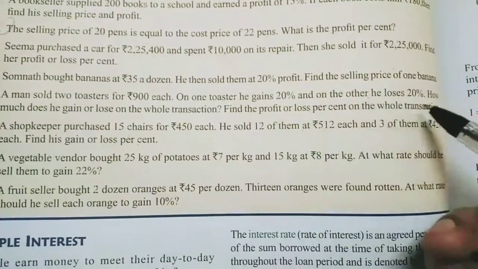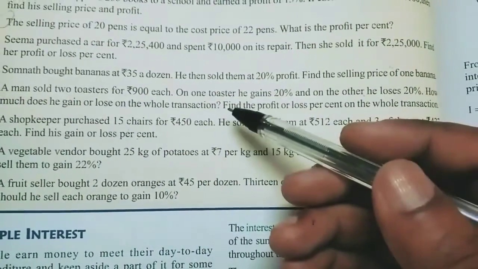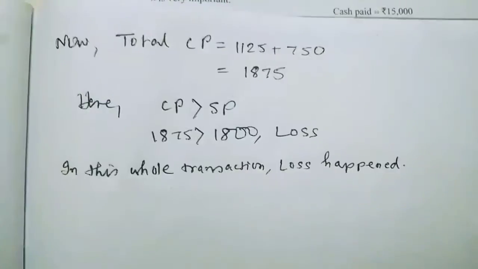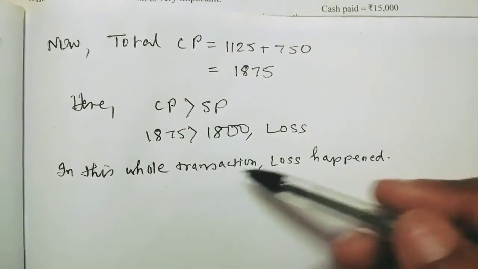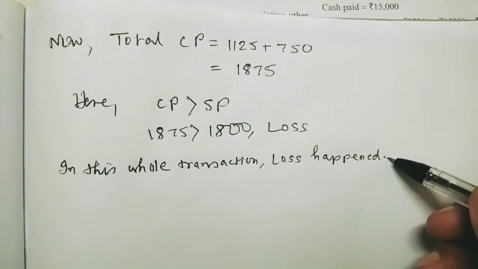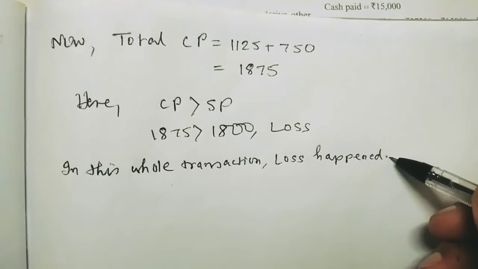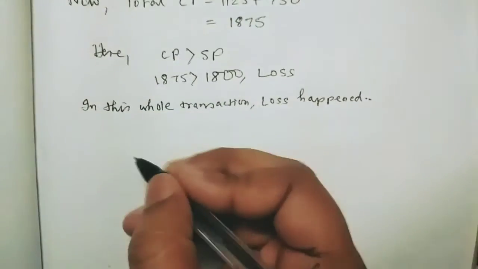You can see in the question, how much does he gain or lose on the whole transaction. So you can write here that in the whole transaction loss happened. Okay, so you should write like this: in this whole transaction loss happened. So we got this first part of the question. Now we'll find out the last part of the question, that is find the profit or loss percent on the whole transaction. So we have got loss, so we'll now find out the loss percent.